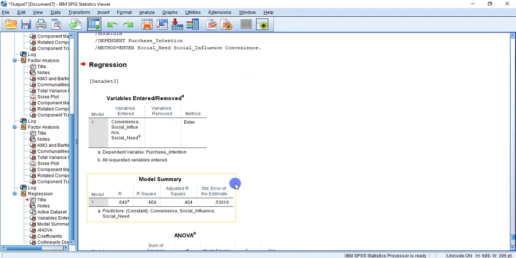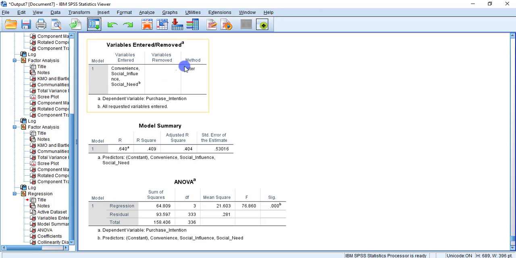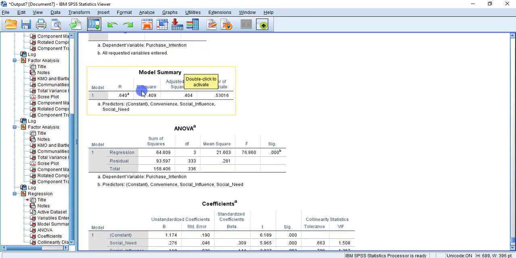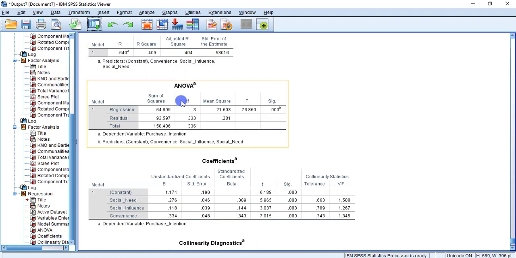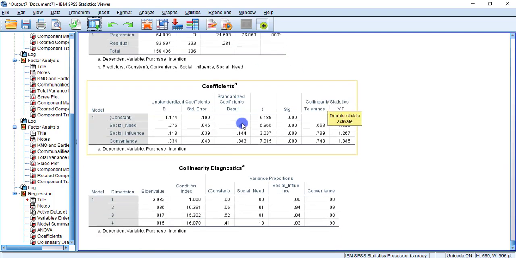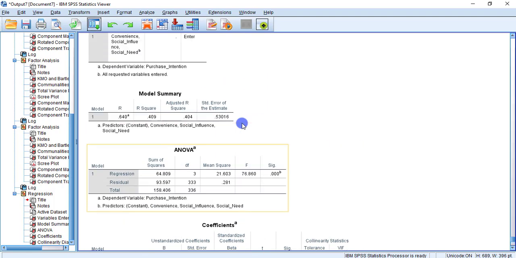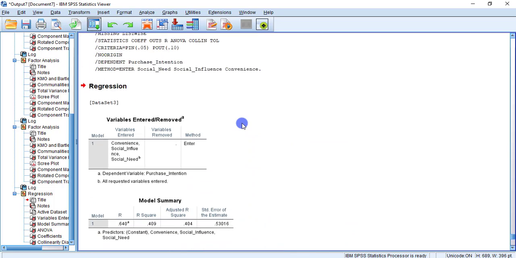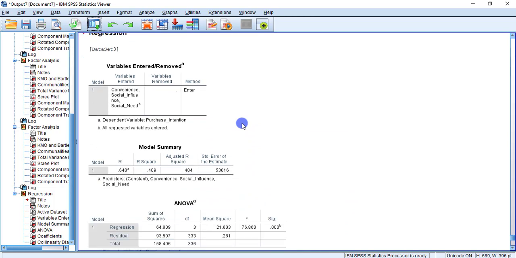Now you can see there are different tables. Model summary, here you have R square, adjusted R square. In this table you have the F-statistic value, and this is the coefficient table. So you have to read each table one by one, and based on some values you have to draw some conclusion.